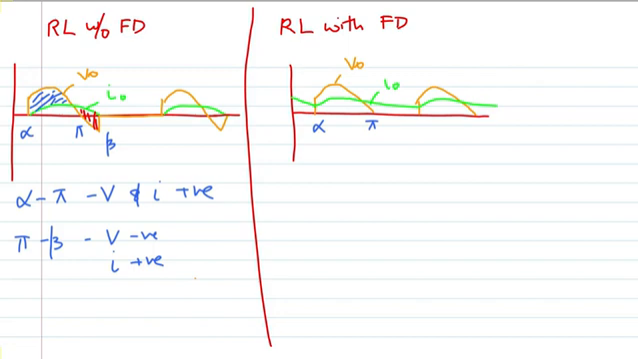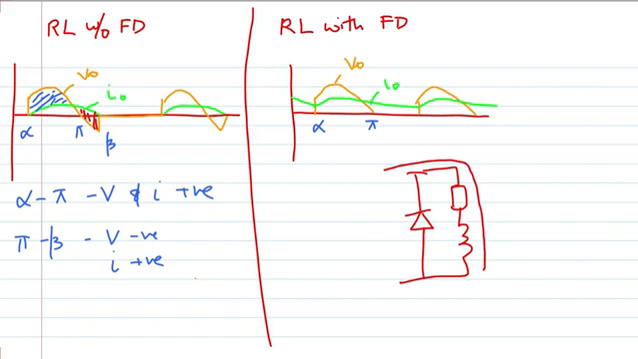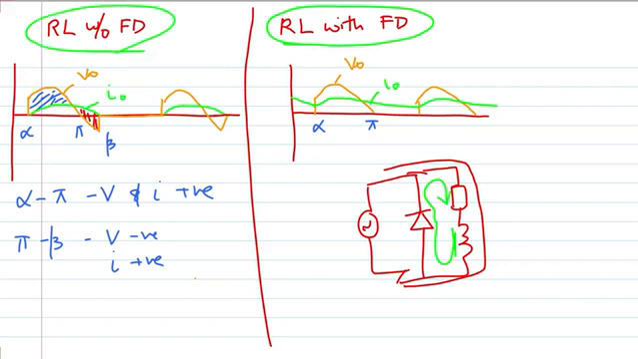So here we can draw it. You have your resistive load, you have your inductor, and then you have your freewheeling diode. So from alpha to pi, the current flows like this from your source, and from pi to 2 pi plus alpha, whatever energy is stored in the inductance is being returned through the freewheeling diode to the resistance R. So therefore, the total power which is consumed by the load will be more in the case of an RL load with the freewheeling diode when compared to an RL load without freewheeling diode.